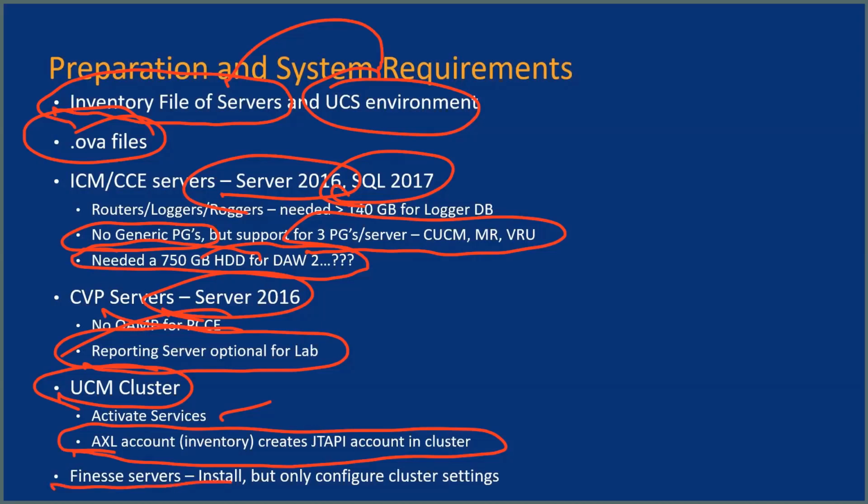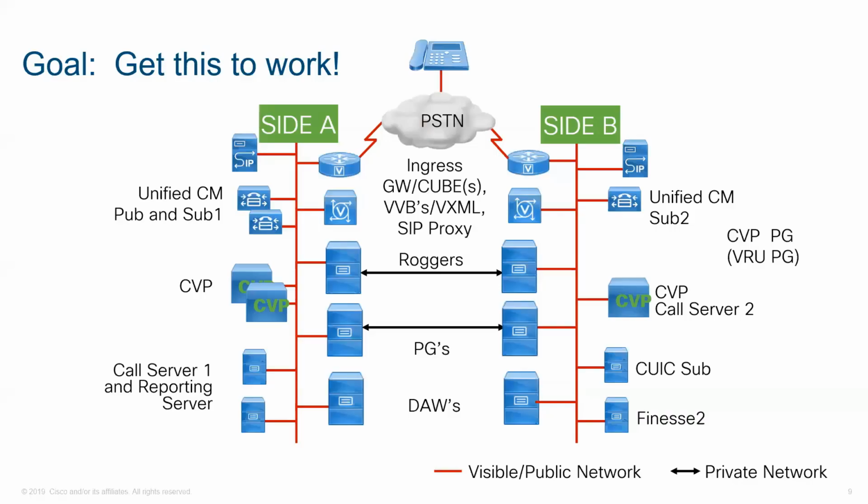Finesse servers, pretty much install a cluster, whatever it takes to get the cluster installed. Primary, log into the primary, tell it about the secondary, install the secondary, then pretty much done with that. Stop right there. So let's take a look at a couple of key screenshots.